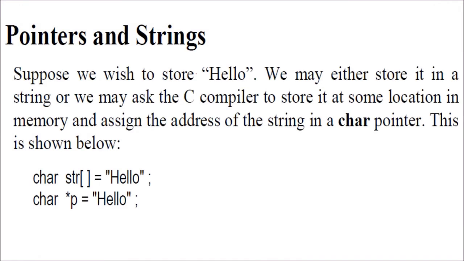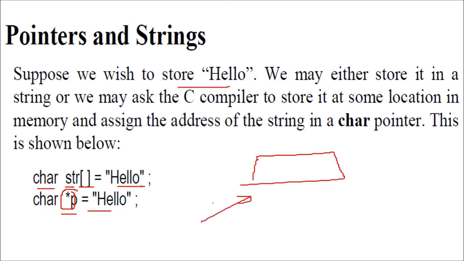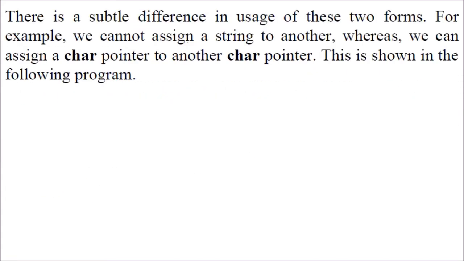Pointers and strings. Now you want to store hello. We can store it in certain ways. First, you say a character string, give an array and put hello. But you can also use an address. You say char *p, which means this is a pointer, and you have assigned it to hello. So now wherever hello is put, p is going to point to the first location, that is H. I hope you got the idea. So there is a difference between these two.